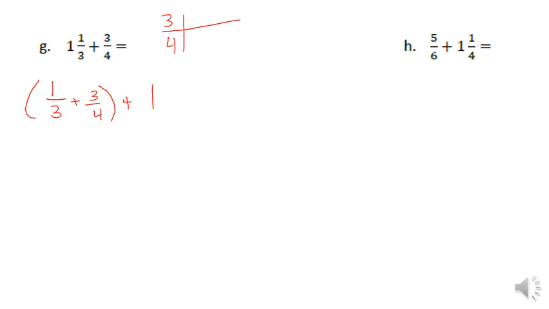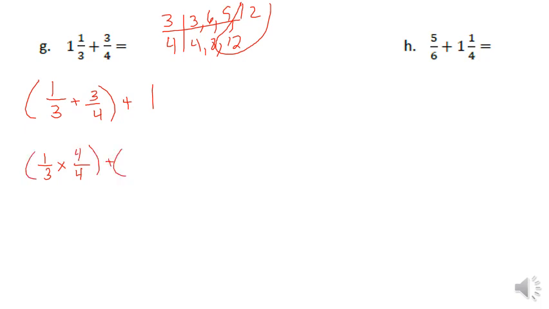Now if I'm looking for a common multiple of 3 and 4, I can see this is 3, 6, 9, and 12. And I know 4, 8, and 12. 12 is our common multiple. So now I'm going to take these fractions and change them to twelfths, which I know I have to multiply this by 4 to get 12, so the numerator by 4, plus 3/4, and we're going to multiply that by 3 over 3 to get 12, plus 1.